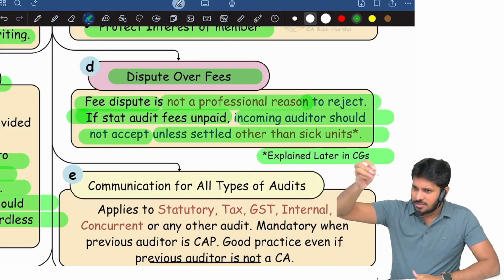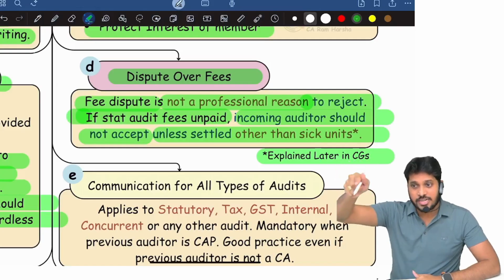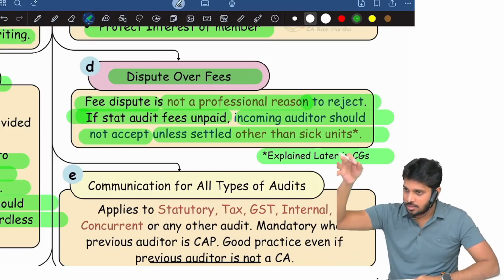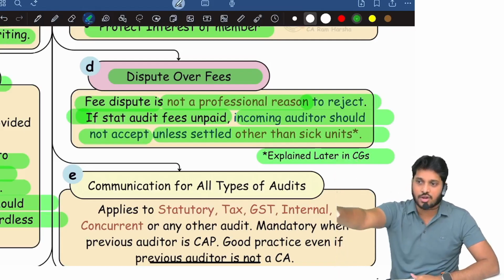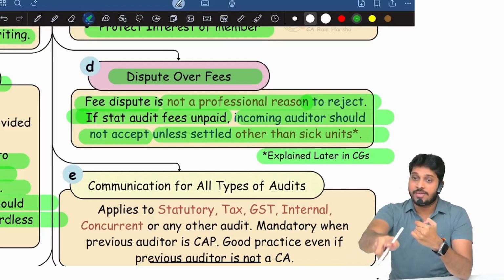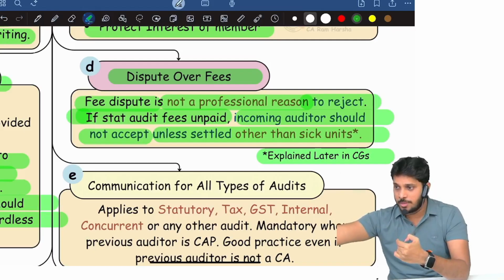A sick unit is a unit which has been registered and in existence for more than 5 years and has a negative net worth. Net worth is either 0 or negative. They are called sick units. In case a sick unit changes the auditor, I can still accept the audit even though the sick unit did not pay the fees to the previous auditor.